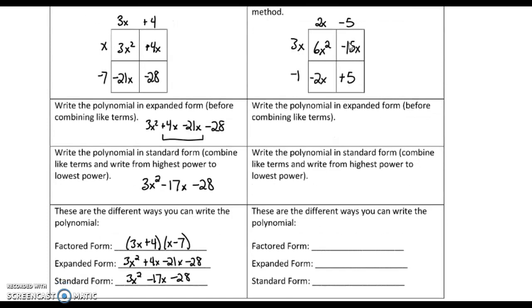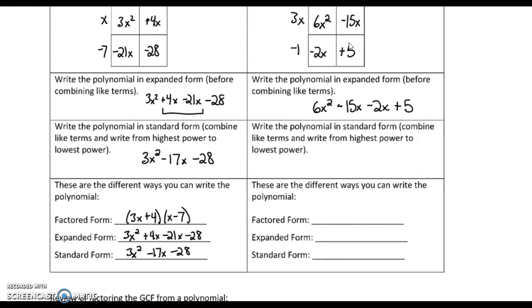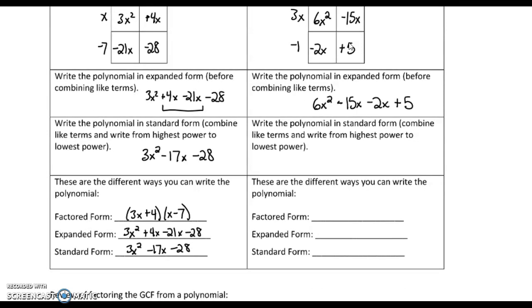All right, now expanded form is where you write it before you combine the like terms. So 6x squared minus 15x minus 2x plus 5. Okay, and standard form is highest power to lowest power to the constant, and you combine these like terms. So negative 15x minus 2x is negative 17x, and then the plus 5.